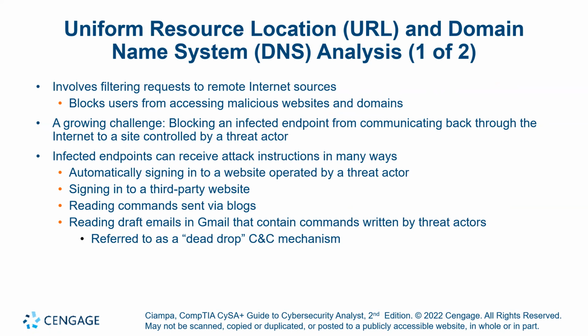So then we also have uniform resource locator and domain name system analysis. This involves filtering requests to remote internet sources and blocks users from accessing malicious websites and domains. A growing challenge is blocking an infected endpoint from communicating back through the internet to a site controlled by a threat actor. There's just so many changes that's why it's difficult to do now. An infected endpoint can receive attack instructions in many ways. They can automatically sign into a website operated by a threat actor, sign into a third-party website, read commands sent via blogs, or read drafts, emails, and Gmail that contain commands written by threat actors. This is also called a dead drop. And when they're talking about C2, it's the command and control server that they're talking about. So it's a dead drop command and control mechanism.